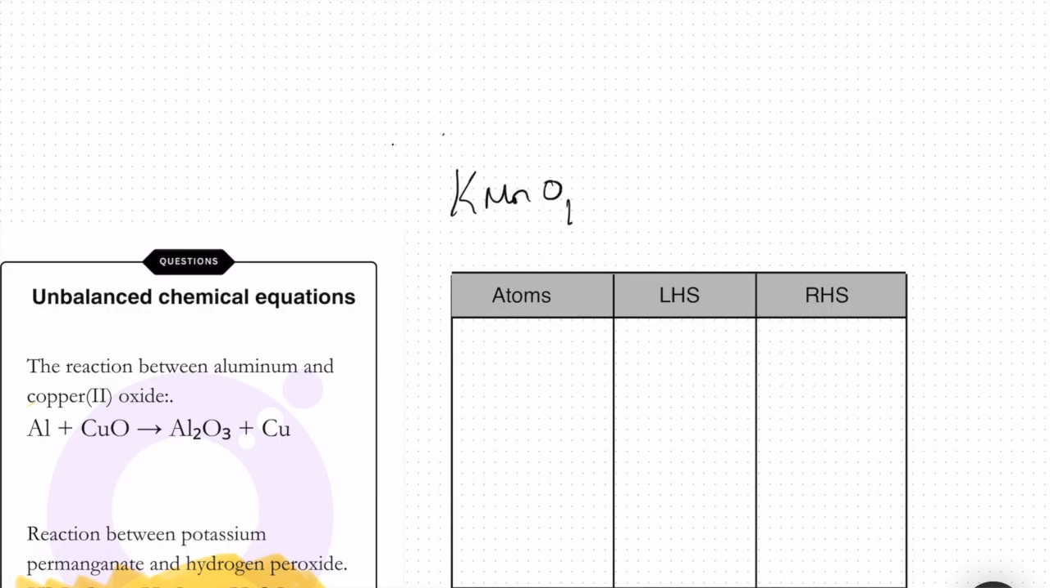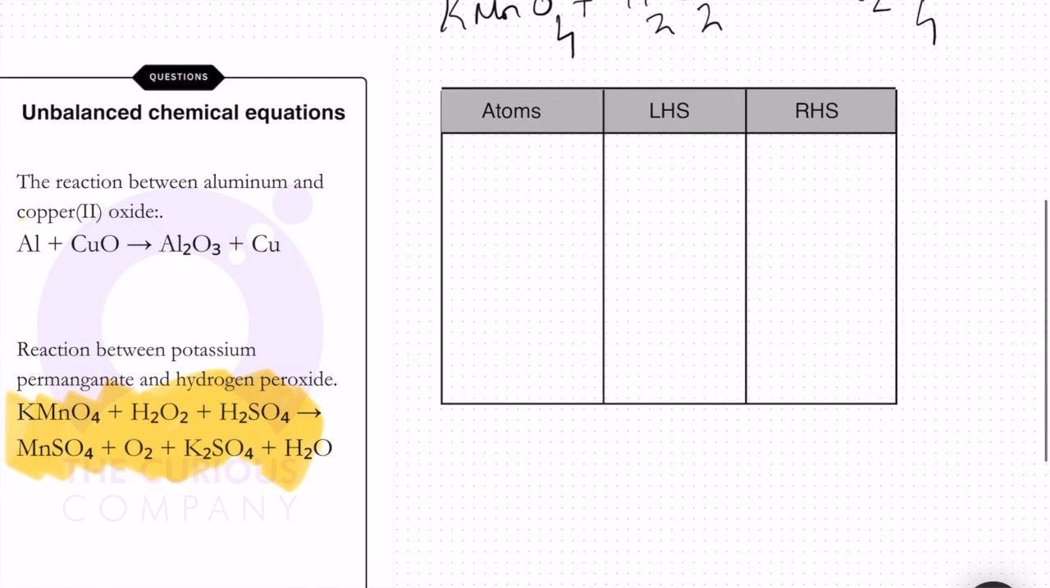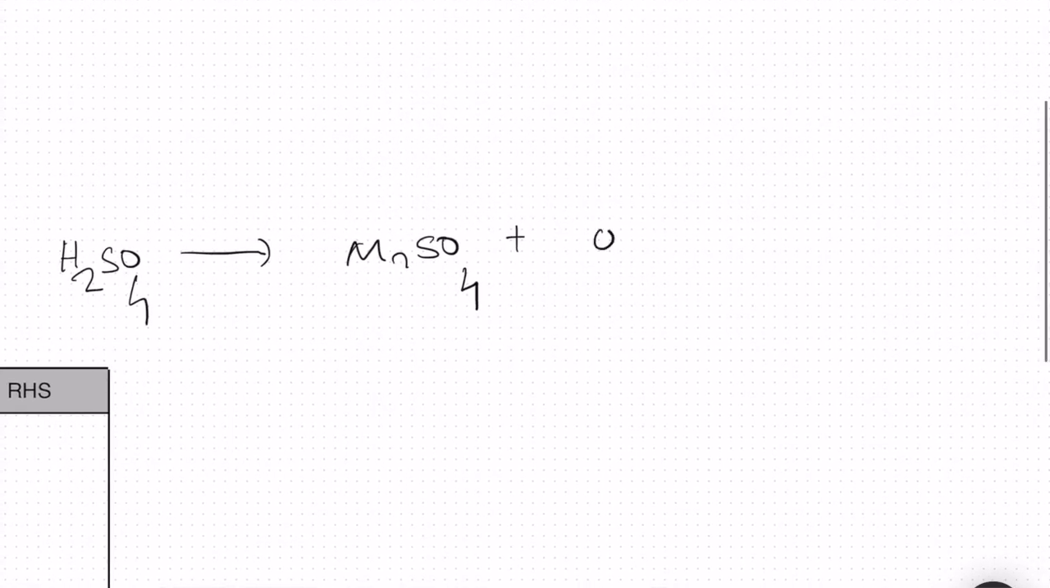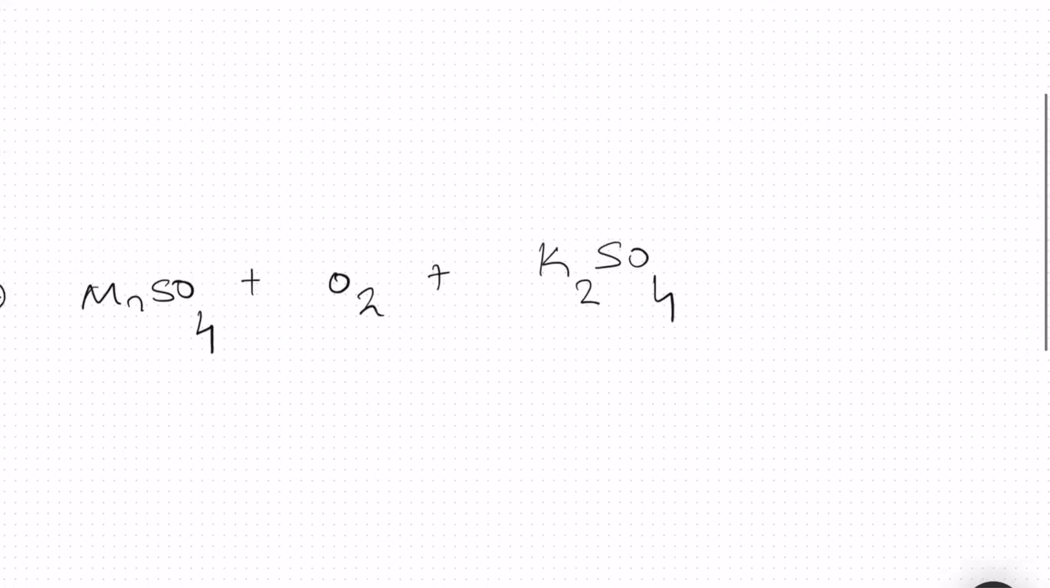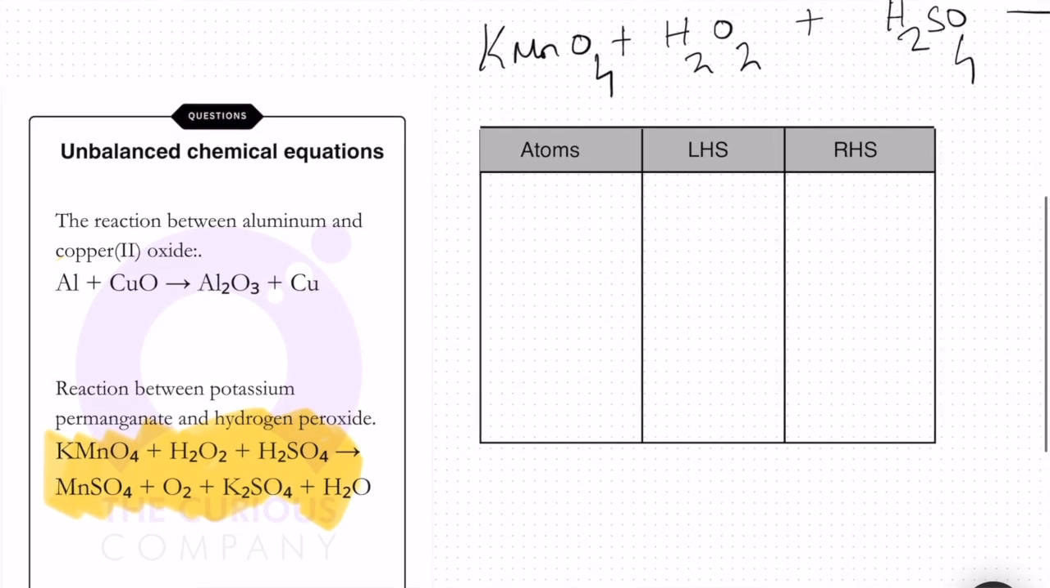We have potassium permanganate, which is KMnO4, hydrogen peroxide, which is H2O2, H2SO4, which is sulfuric acid, which gives rise to manganese sulfate, plus oxygen plus potassium sulfate plus water. Now you might be wondering why I'm leaving such huge gaps in between each compound. It is to accommodate the value of the coefficient.